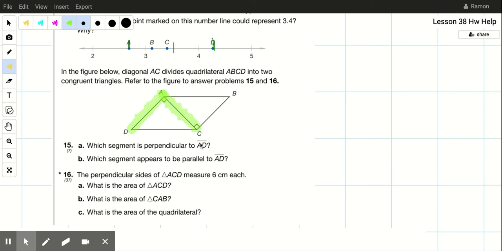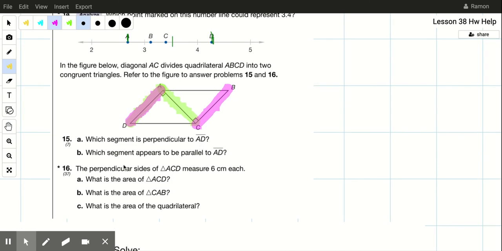Which segment appears to be parallel to AD? So parallel works a little bit differently because now we have a line that we don't want to cross that is opposite of it, and that kind of flows in the same general direction, highlighted there. And again, they'll never cross, they don't have common points. Number 16. The perpendicular sides of ACD measure 6 centimeters each. So the perpendicular sides of triangle ACD. So this triangle, the sides are perpendicular, are both 6 units long, 6 centimeters. What is the area of ACD?